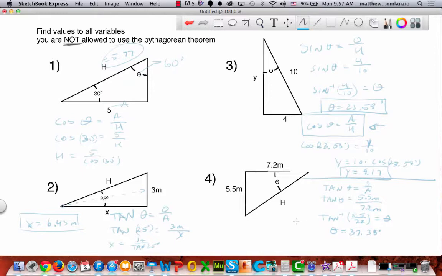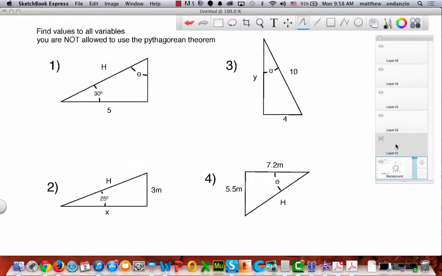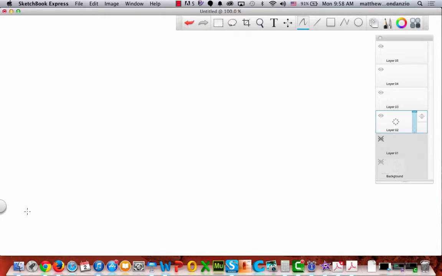37.38 degrees. On a test, if we don't put the tangent of theta equals opposite over adjacent, if we go straight to tangent inverse of 5.5 over 7.2, those two steps have to happen. Again, really briefly, my process for credit: step one, as I did in the last test, is the equation with variables.